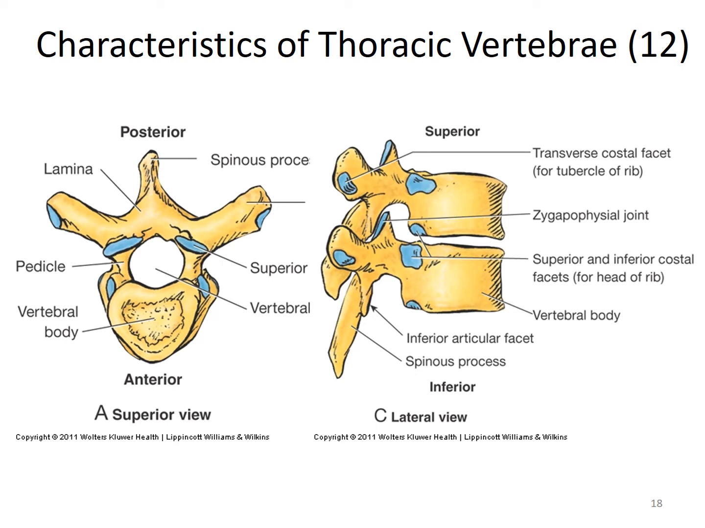The spinous processes are fairly long, and they have a posterior inferior slope that helps limit flexion, and the tip will reach the vertebral body inferior to it. Okay, T1 through T10 all have transverse costal facets where portions of the ribs will articulate. Also, the transverse processes here and here are fairly long.